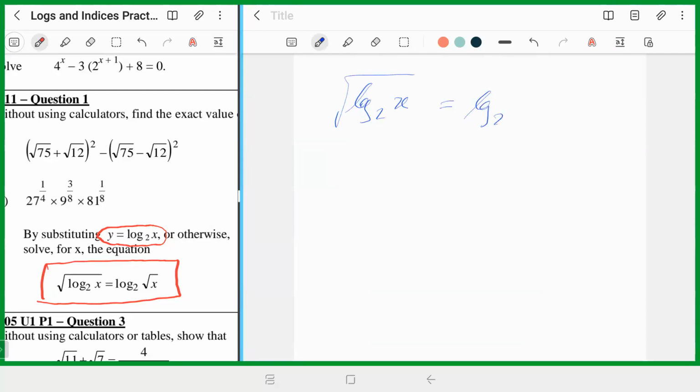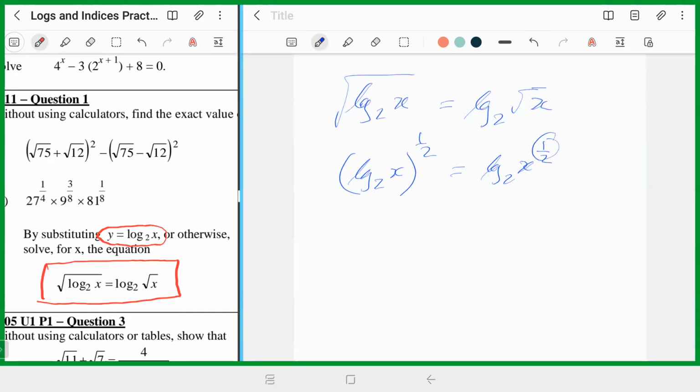So they give us the square root of log to base 2 of x equals log to base 2 of the square root of x, and they tell us to use y equals log to base 2 of x. First thing, I'm not going to work with the square root. I'm going to write this as to the half, and this one as to the half. So I'm going to write this as log to base 2 of x to the half equals log to base 2 of x to the half.